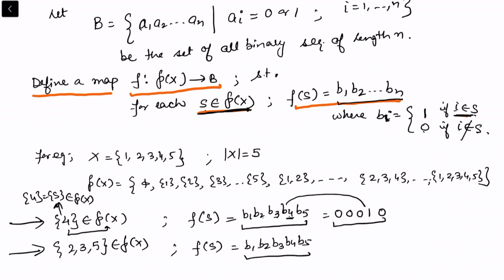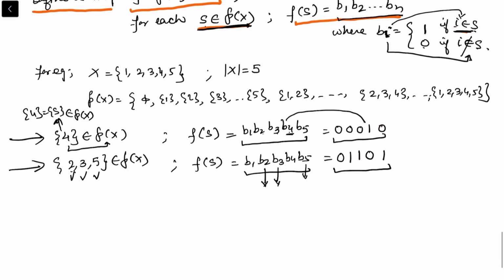Corresponding to the next case, we see 2 belongs to the set. Yes, it belongs to the set. 3 also belongs to the set. And for the subscript i, i must belong to the set, and if i does not belong, then we take this as 0. So does 5 belong to the set? Yes. So in this case, B1 is 0, B2 is 1, B3 is 1, B4 is 0, and B5 is 1. This is the binary sequence.